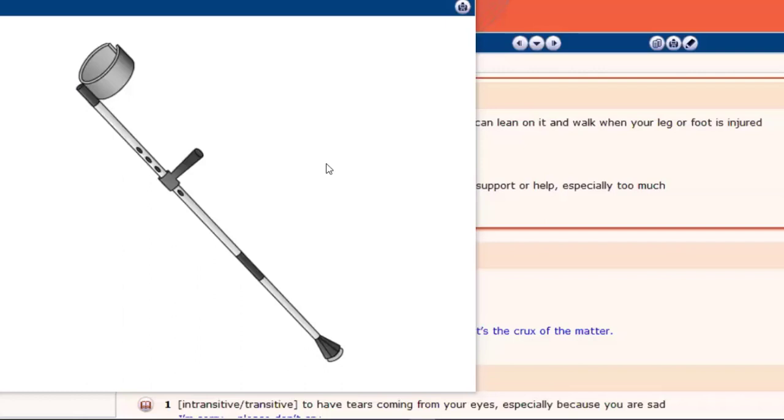Let me share the screen again. I got disconnected. Can you see the picture of the crutch? Yes, sir.